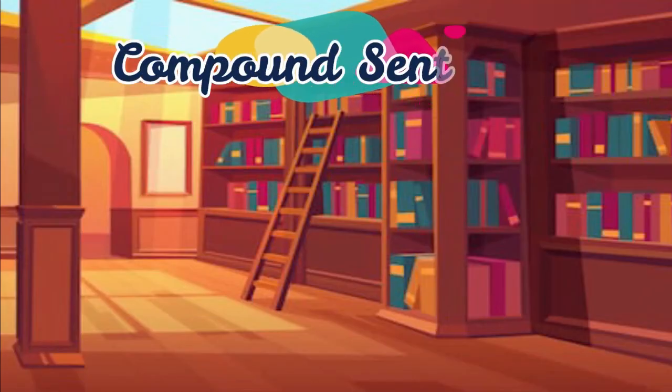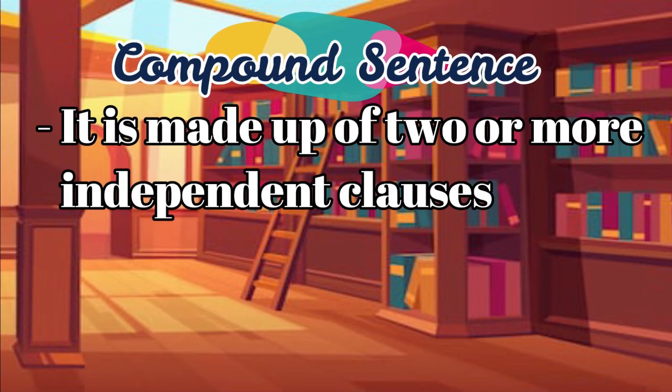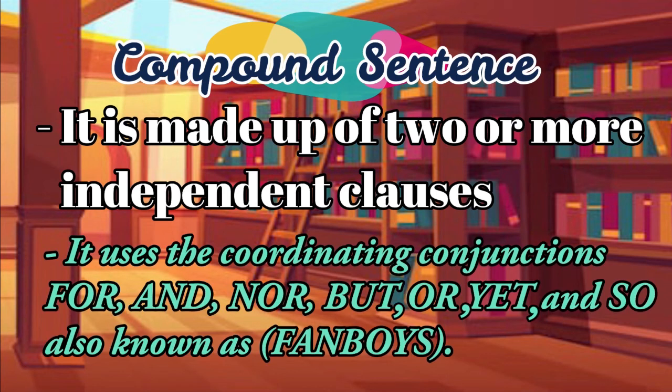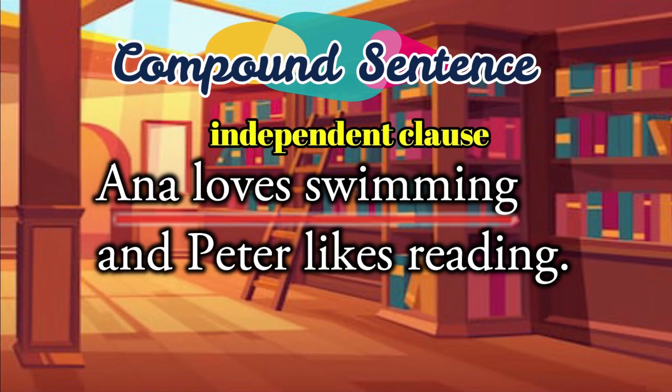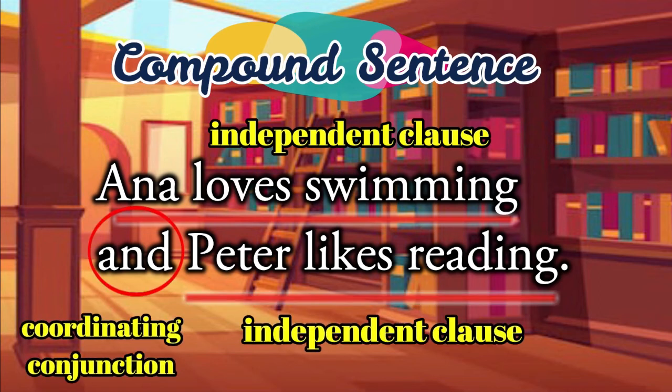How about a compound sentence? Compound sentence is made up of two or more independent clauses. It uses the coordinating conjunctions for, and, nor, but, or, yet, and so, also known as fun boys. Try to look at this example. Anna loves swimming, and Peter likes reading.